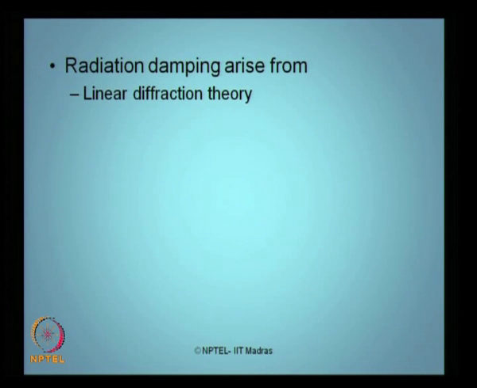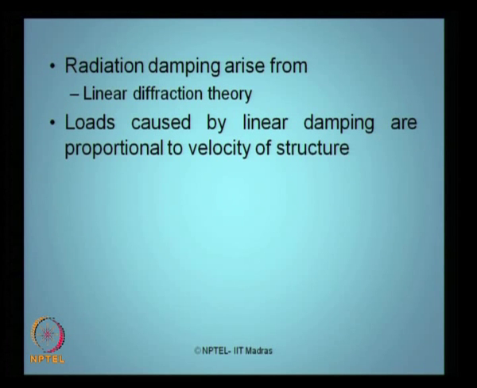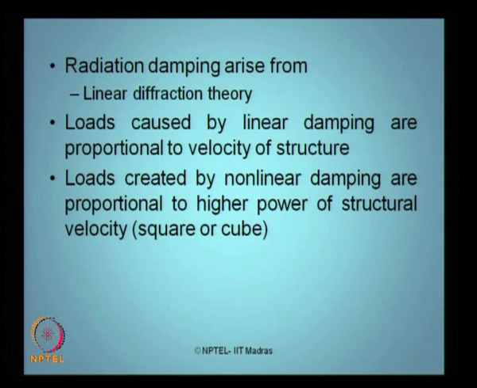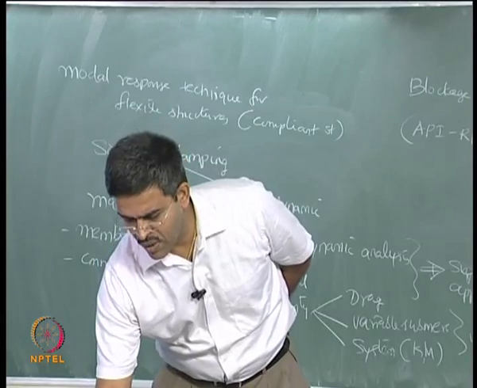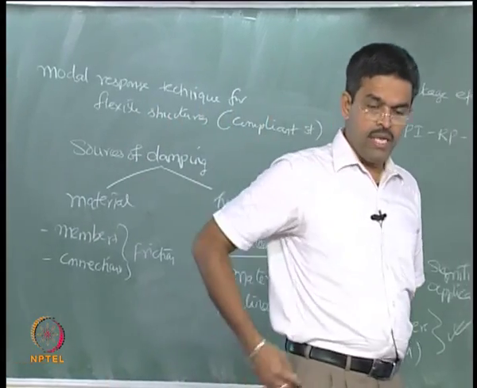So radiation damping actually arises from linear diffraction theory. The load caused by linear damping was proportional to the velocity of the structure, as I said just now. The loads created by non-linear damping are proportional to higher powers of the structure velocity. So they are also a function of structure velocity, but of a higher power, not a linear one.